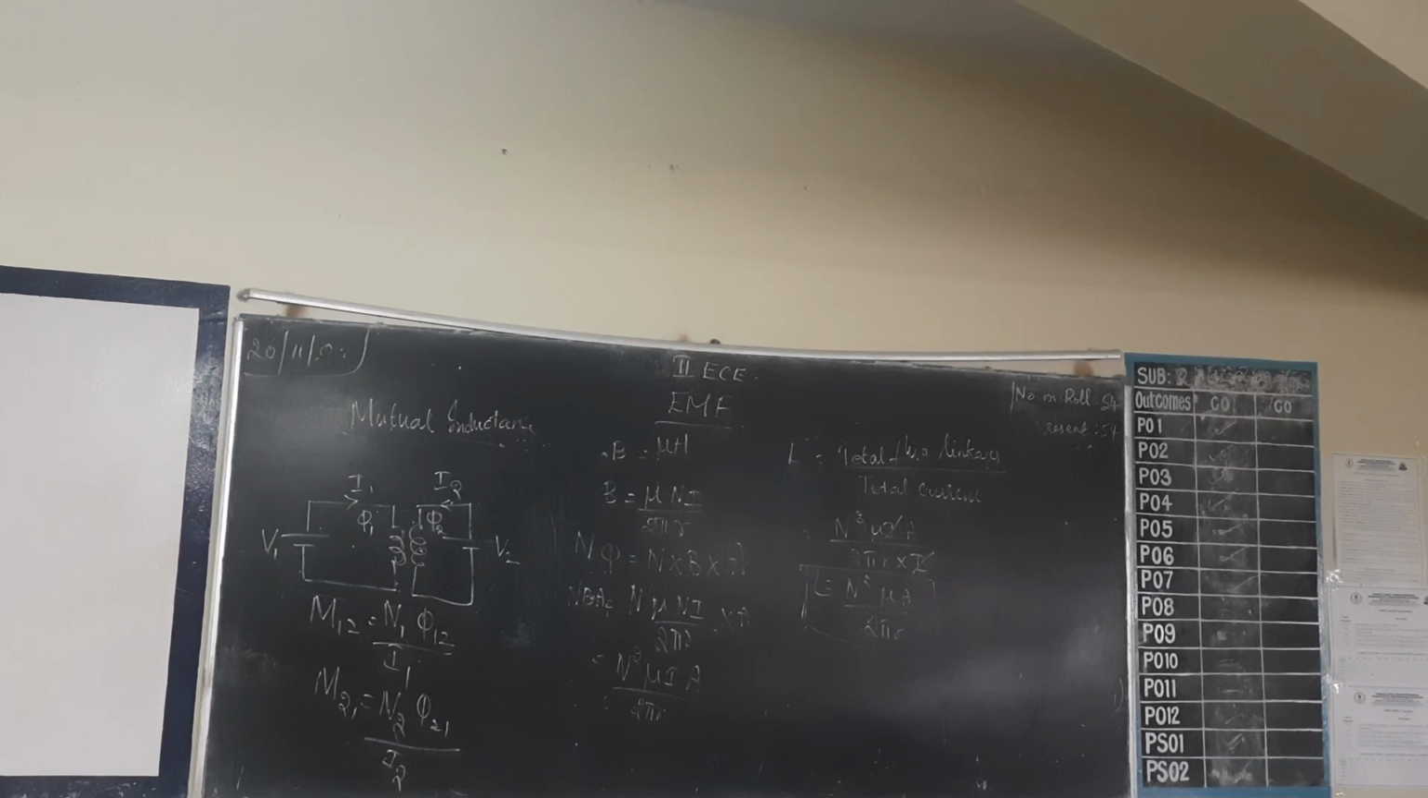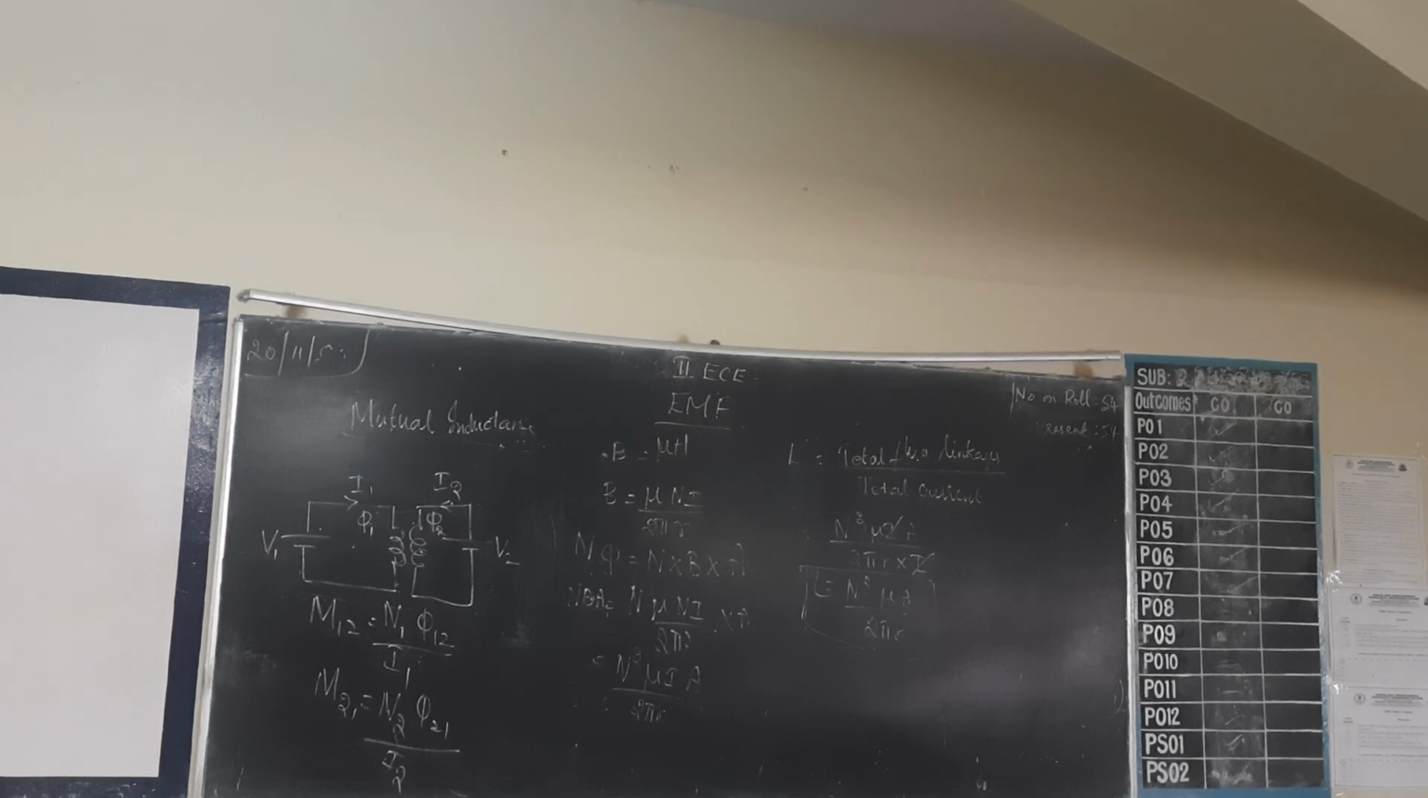Right, can we solve a problem? Calculate the inductance of a solenoid 8 centimeters in length, 2 centimeters in radius, and mu r is equal to 100 and 1000 turns. I am repeating: calculate the self-inductance of a solenoid with 8 centimeter length, 2 centimeter radius, having mu r equal to 100 and N equal to 1000.